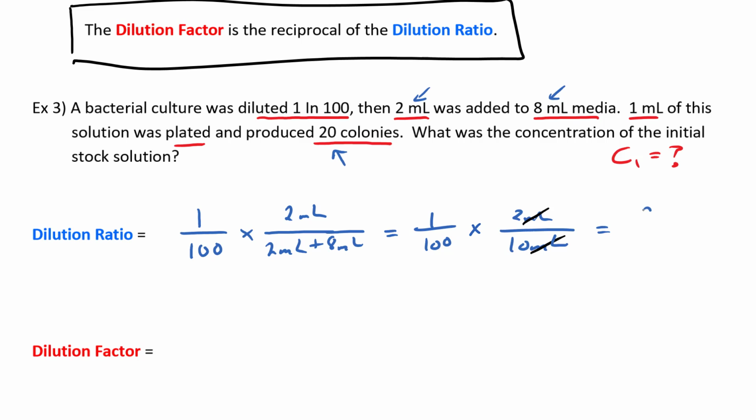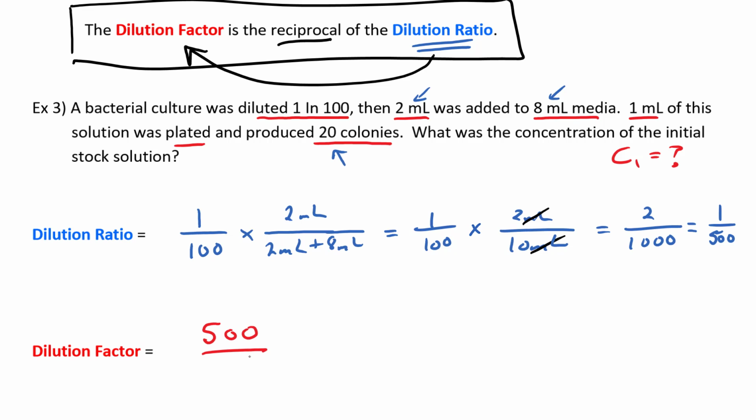I have 2 over 1,000. This would be my dilution ratio. However, let's simplify it down. 1 over 500 is my dilution ratio. Again, being able to work with fractions efficiently is very important for your lab work. Now we have the dilution ratio. The dilution factor is the reciprocal. As a result, we flip it, and we have 500 over 1.